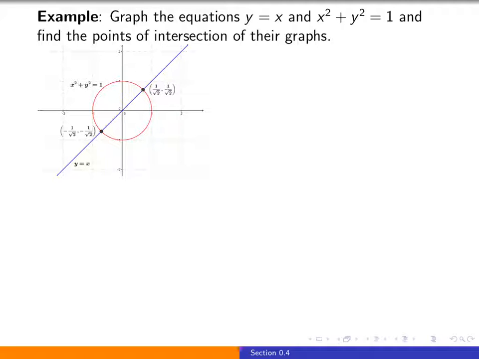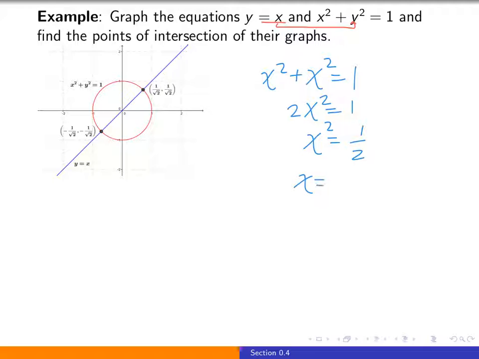So to find their points of intersection, we're going to proceed in a very similar fashion to finding the intersection of two lines. Use this method of substitution. y equals x, so we can go ahead and take the x and plug it in for y in the second equation. So that will give us x squared plus x squared equals 1. So 2x squared equals 1. x squared equals 1/2, and x is equal to plus or minus the square root of 1/2.